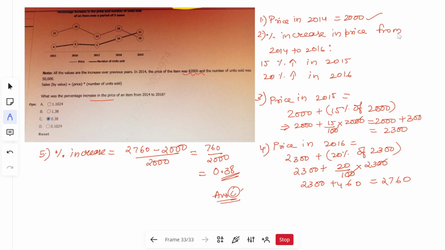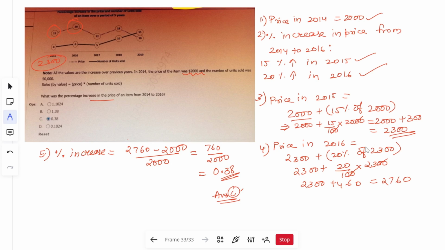Now we have to calculate the percentage increase in price from 2014 to 2016. From 2014 to 2015, how much has it increased? 15%. That is what we have written here: a 15% price increase in 2015, and then a 20% increase in 2016. Now we have to calculate the prices. We were told that in 2014 the price was 2000, so the price in 2015 will be 2000 plus the increase, which means 15% of 2000. When you solve it, you get the new price value of 2300. So in 2015 the price was 2300.